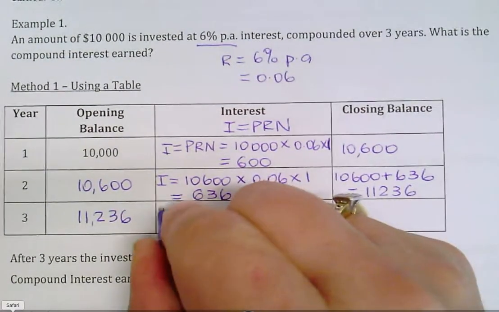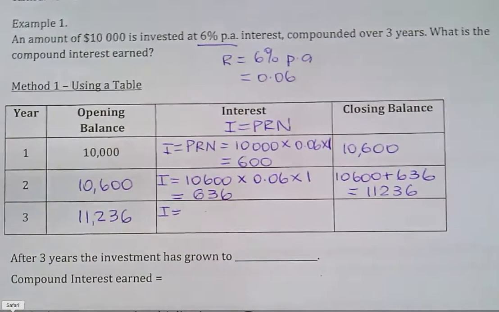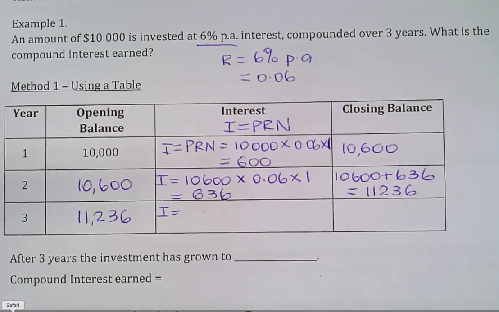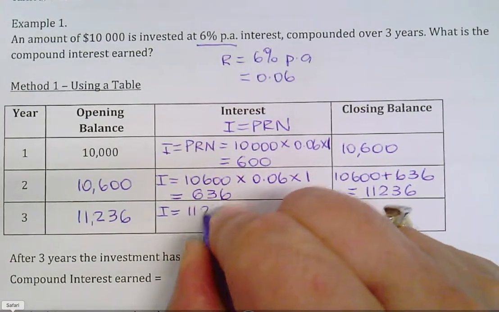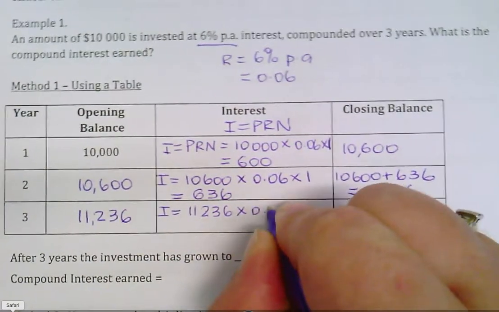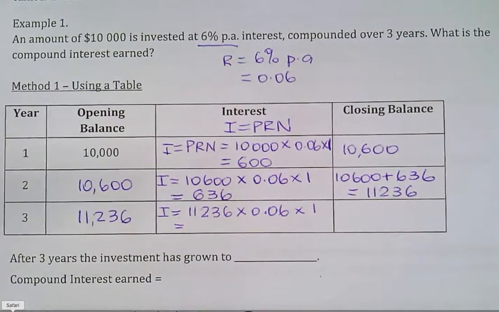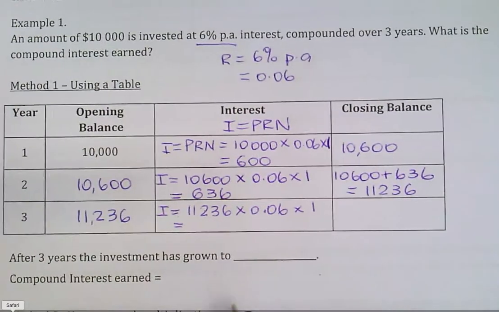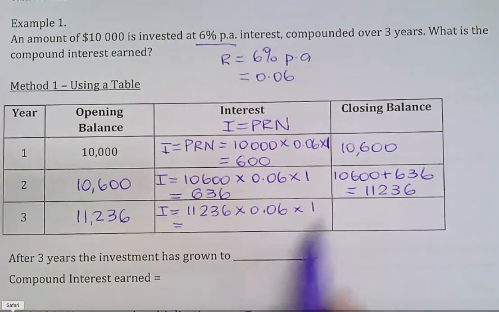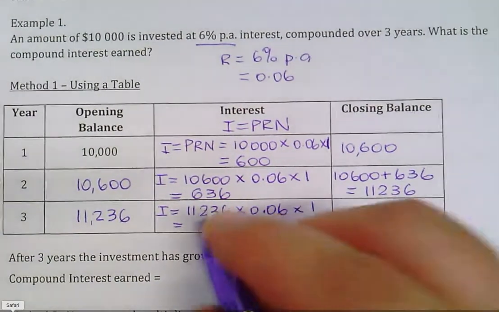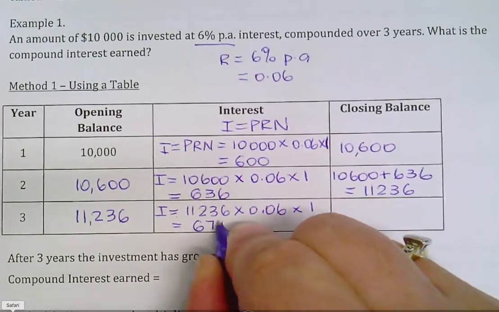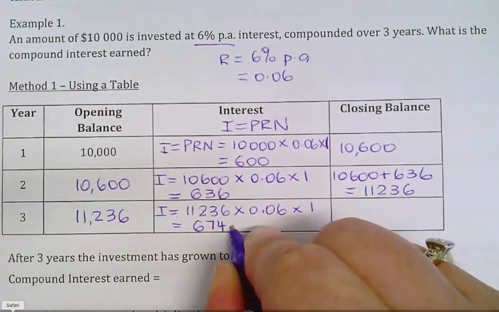Year 3, I start with $11,236. How much interest do I earn in that third year? I'm just doing 1 year at a time at the moment. My new principal is 11,236. I'm earning 6% per annum, and I'm just interested in that third year, which is 1 year. I'm only working out interest for each year at the moment. And what do I get here? 11,236 times 0.06 is $674.